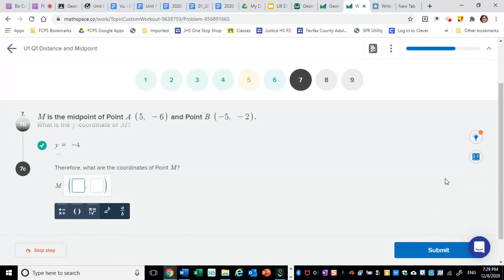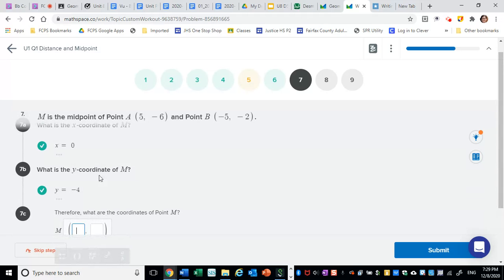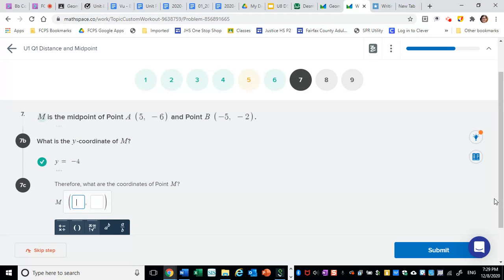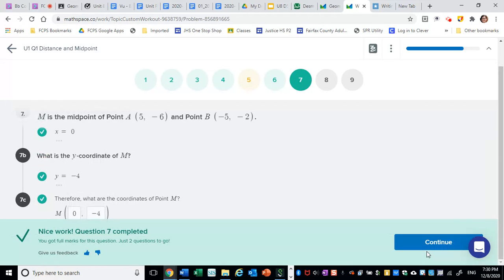Right, and then the next question asks you what is the coordinate of point M. So you put x in and y in, right? So 0 and -4, the two values you found earlier. So 0 here and then -4 here. Okay, and then question 8.